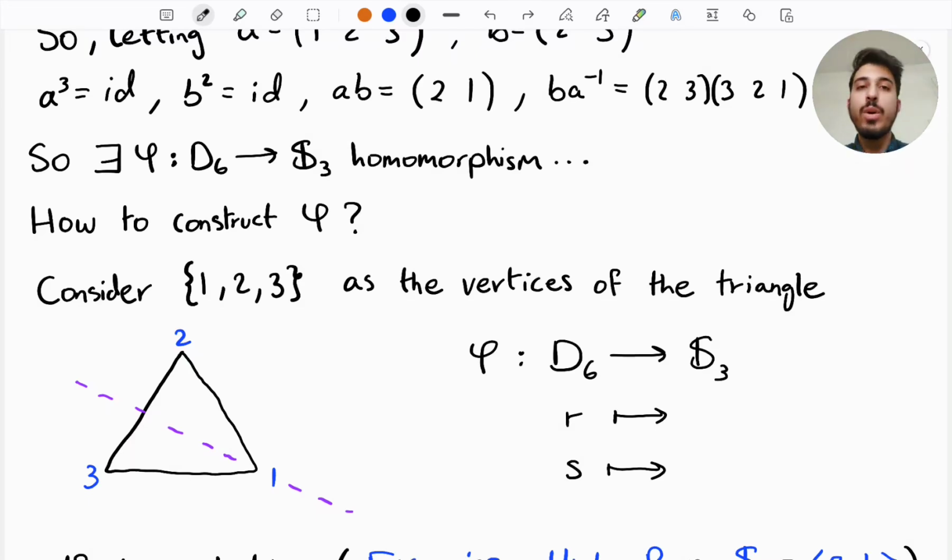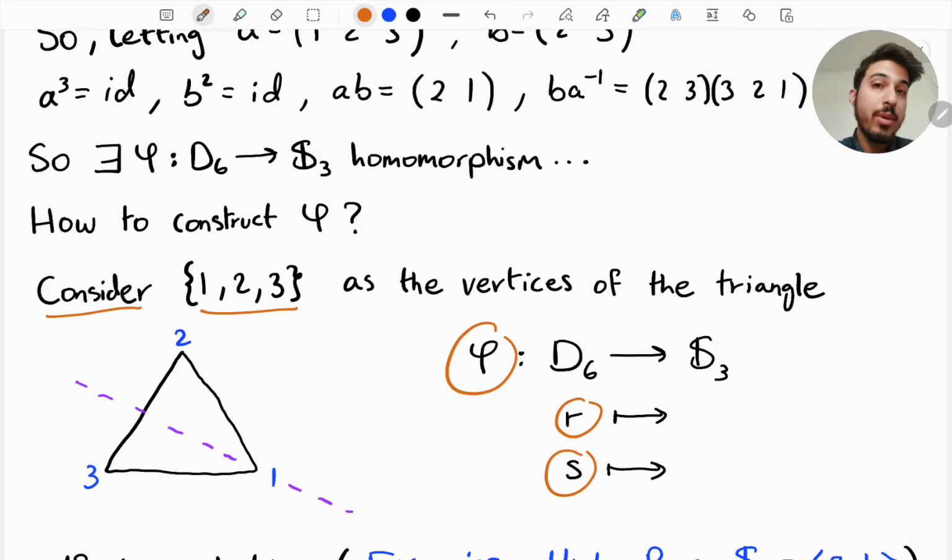So essentially, 1 and 2 and 3 are going to be moved around in places where they either are the same places or they're in a different place. So these changes of the vertices can be considered as a permutation of the elements 1, 2, 3. This is the reason why we consider 1, 2, 3 as the vertices of the triangle, but it's in fact the set on which we can perform our permutations, which are in fact in S3. So we can consider our homomorphism phi to send R and S to some certain permutation.